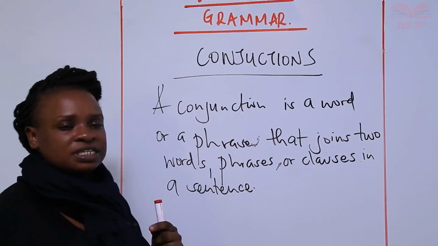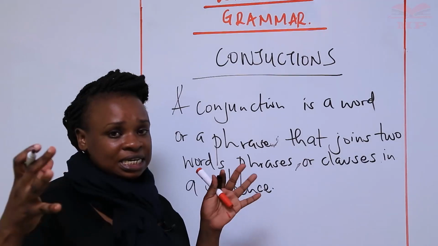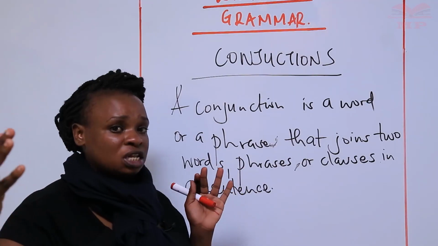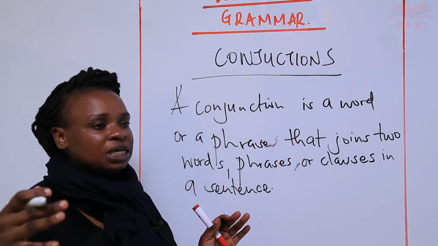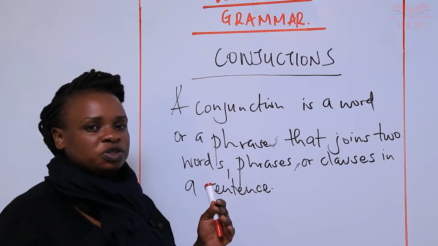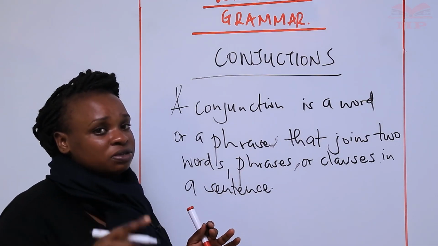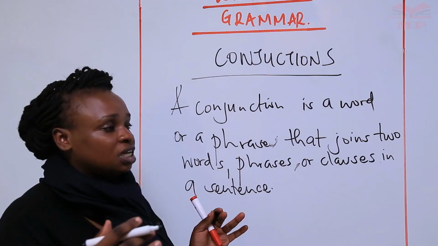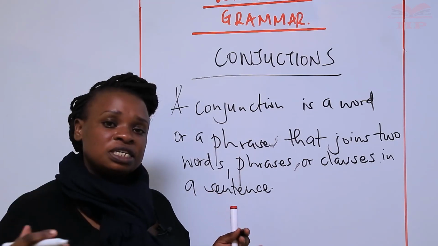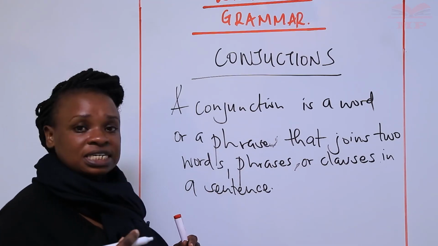Because why am I saying it's a phrase? Sometimes you can find a conjunction that is made up of more than just one word. So when we'll be looking at the types of conjunctions, you'll find out that there are some that are not just one word, but they are a group of words that will join two phrases, two words, or clauses in a sentence.